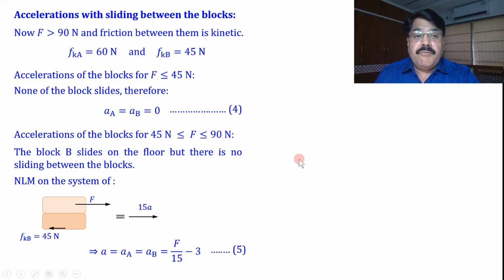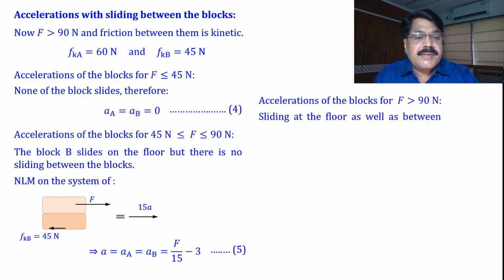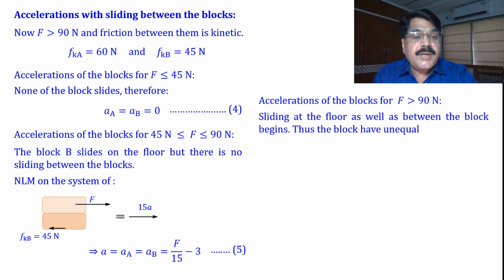Now when the value of F is greater than 90, the blocks will not have the same acceleration, so we consider them separately. So the accelerations of the blocks for F greater than 90: sliding at the floor as well as between the blocks begins. Thus, the blocks have unequal accelerations. So we apply Newton's law on both the blocks separately.